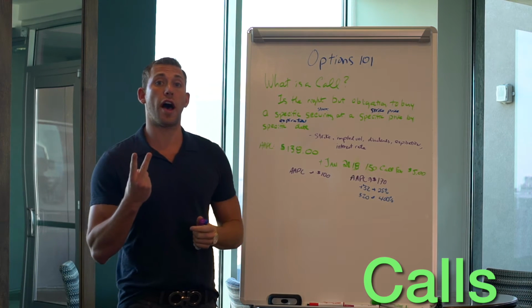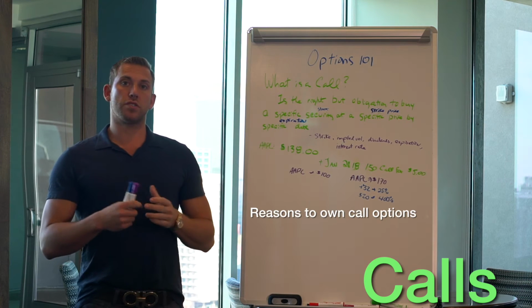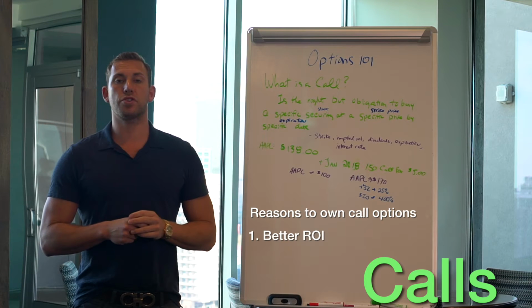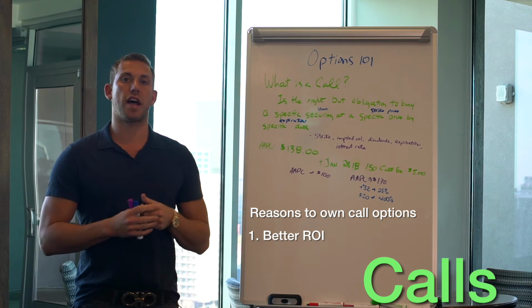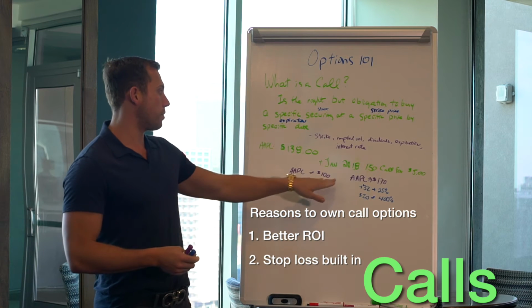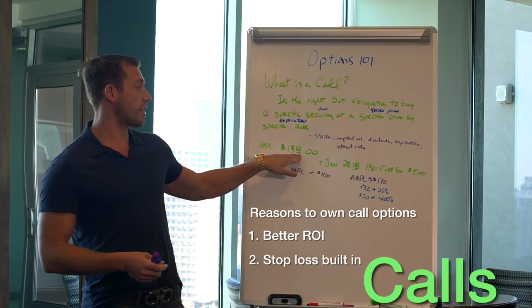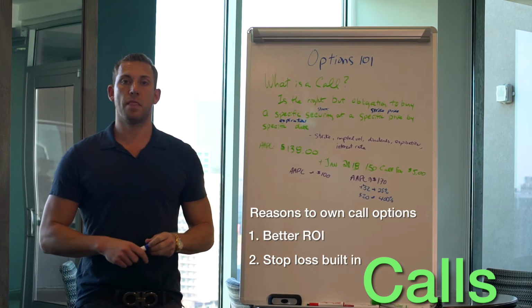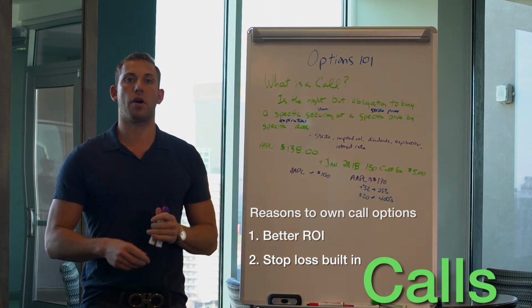So the two reasons to own call options are, number one, you get a better ROI, return on investment, and number two, you have basically a stop loss built in because you don't have to buy it at that price. If Apple drops to $100, if you're long the stock, you're going to be long the stock. If you're long the calls, you're just not going to exercise it. So this is option one. This is the first part of what a call is.